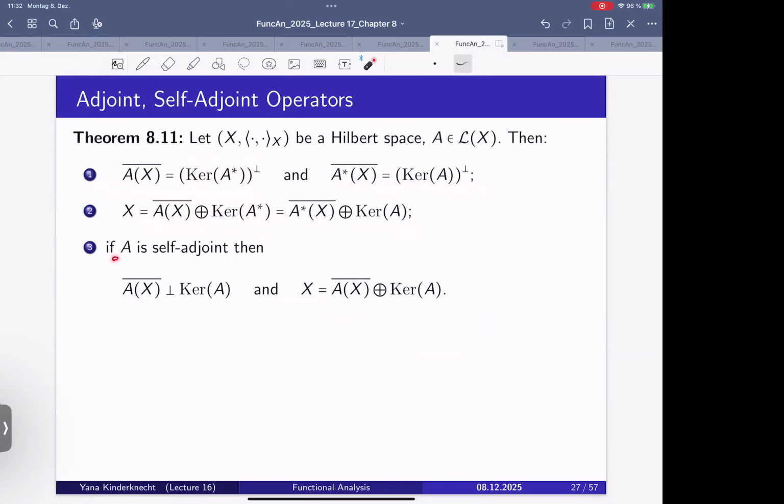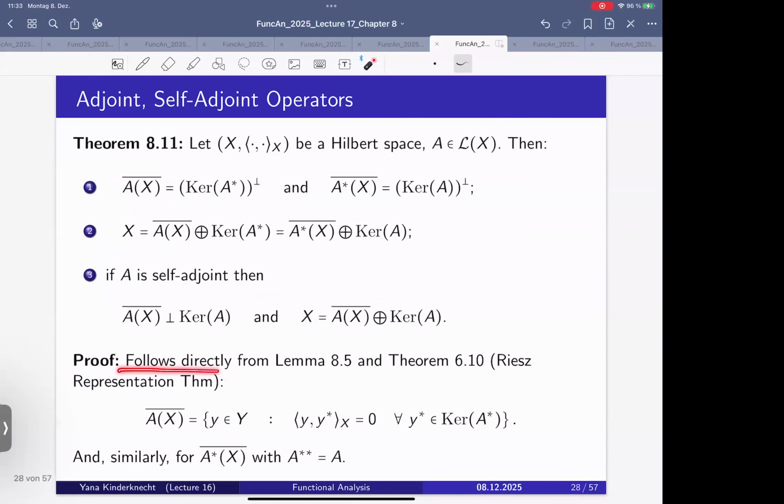In particular, if A is self-adjoint, then from this formula we just forget the star and we get that this set is orthogonal to the kernel of A, what is written here. And X is represented as a direct sum of this guy and this guy without star. So actually here we have to show this and this. But the proof is very easy.